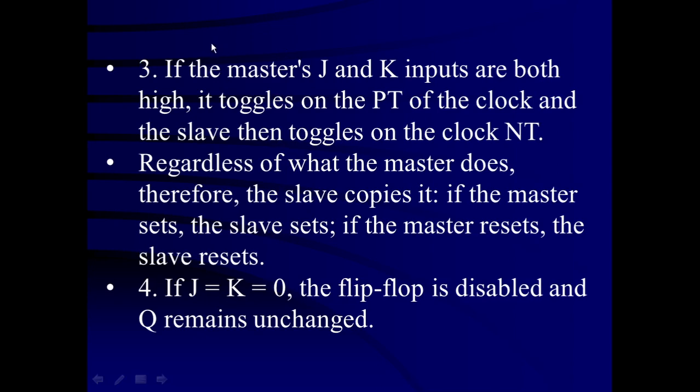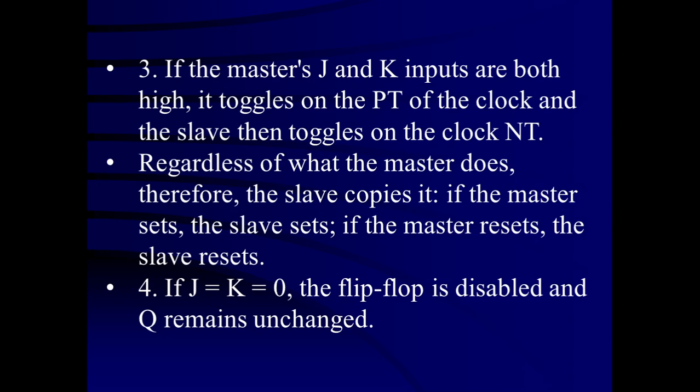Now the third condition. If the master's J and K inputs are both high, that means it is a toggle mode condition. So when J = K = 1, the master responds on the positive transition of the clock. That means the master is toggling, or its output is going to be complemented on the positive transition of the clock level. And similarly, the slave will be toggled on the negative transition of the clock level.